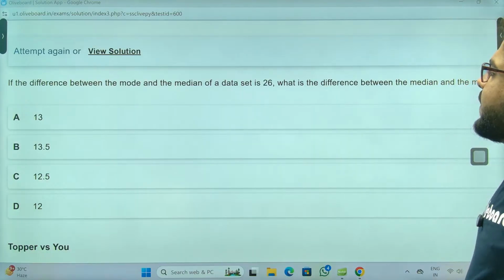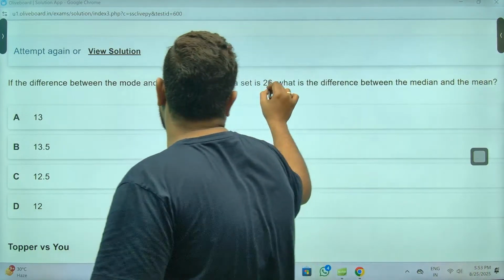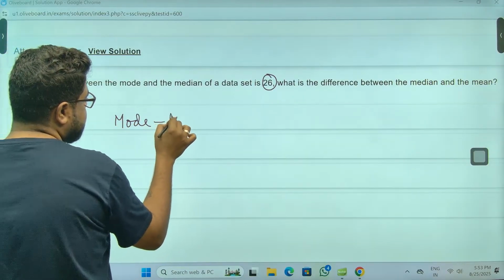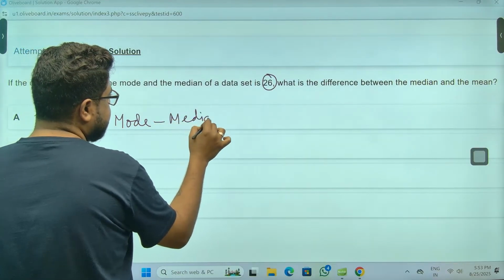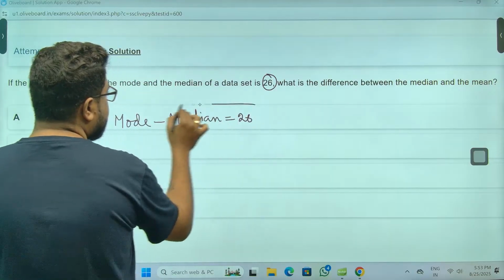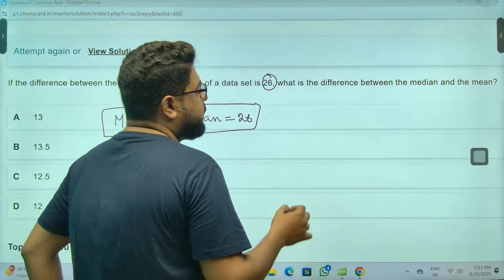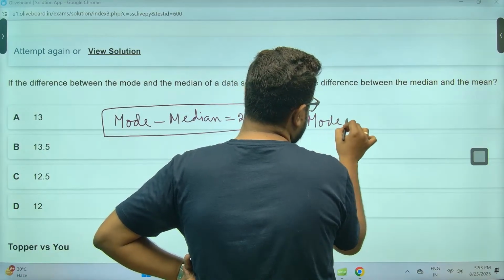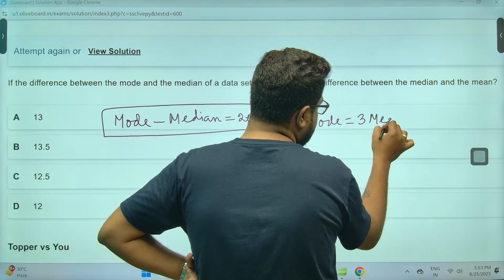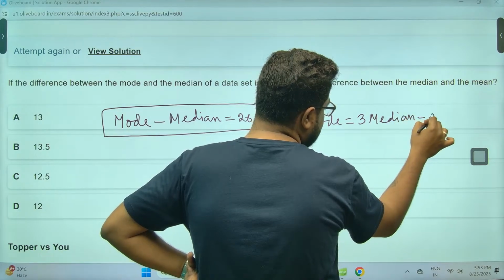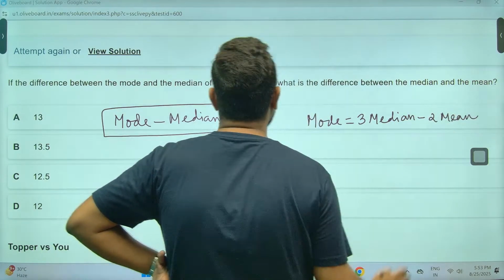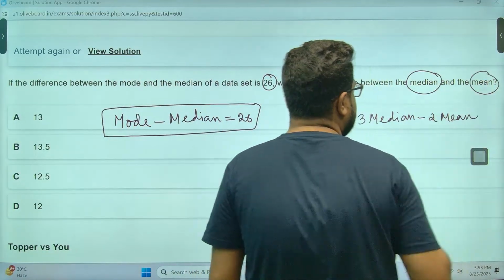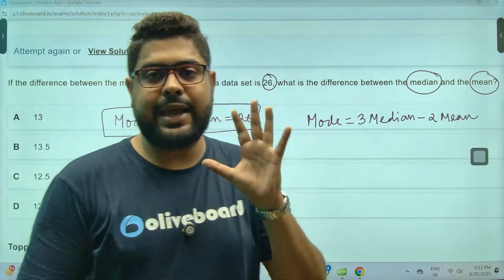If the difference between mode and median of the data set is given, use the empirical formula. Mode minus median is given. So the difference between median and the mean. Mode is equal to 3 median minus 2 mean. I need median and mean.